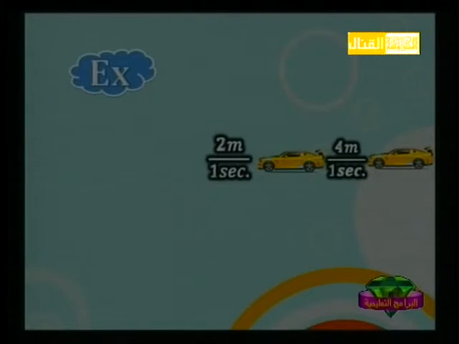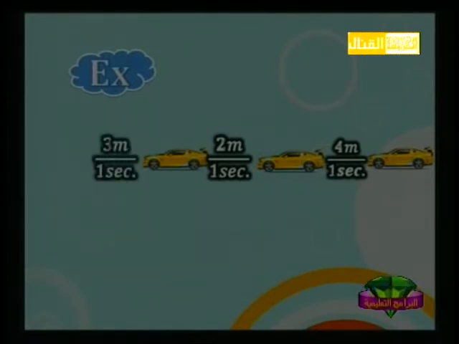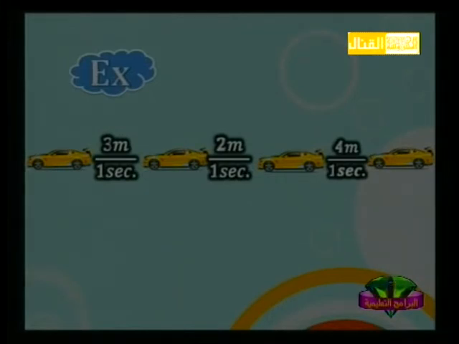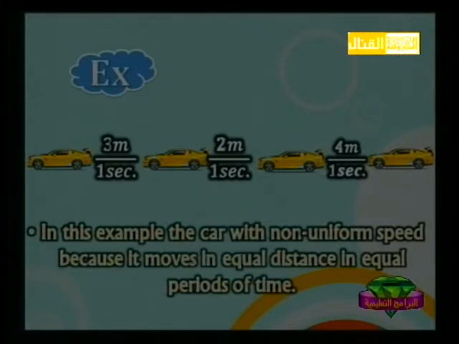It stays constant. Now, move again, my dear. Sure. When it moves again, you can find, yes, the distance is changed, but the time is not. The distance is changed, but the time is a constant. What does this mean? This means non-uniform. Look, in this example, the car has non-uniform speed, because it moves unequal distances in equal periods of time. Equal and unequal, this means non-uniform.